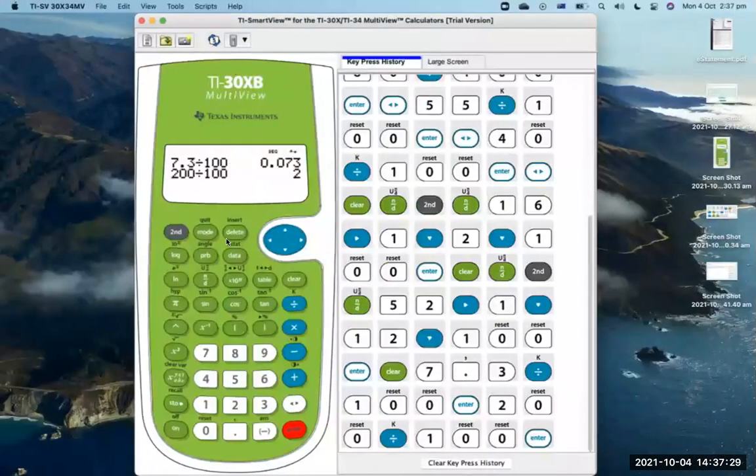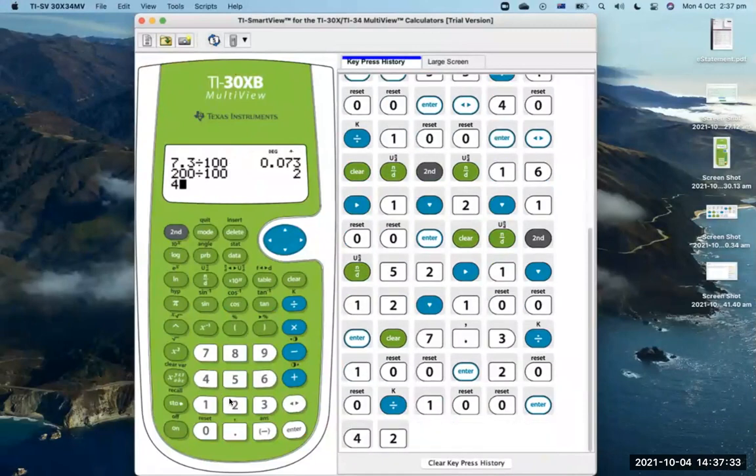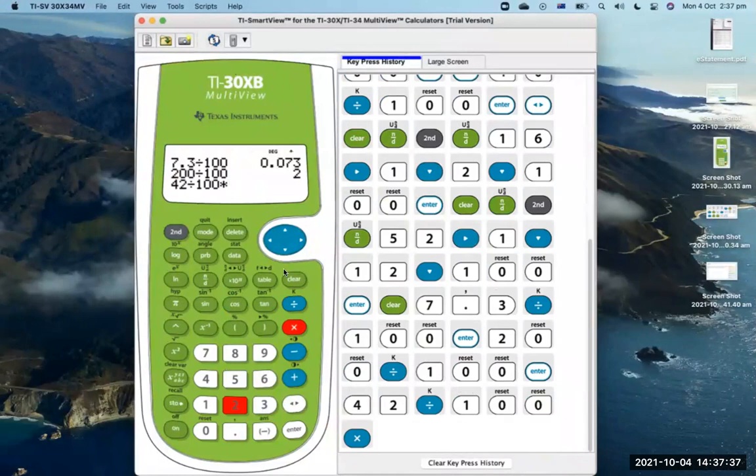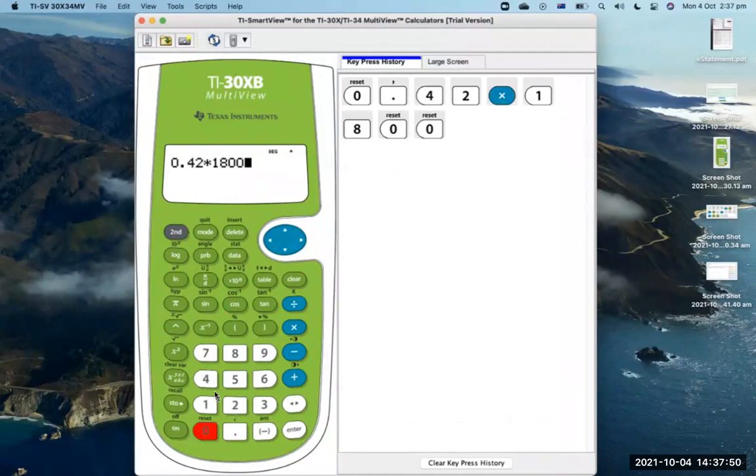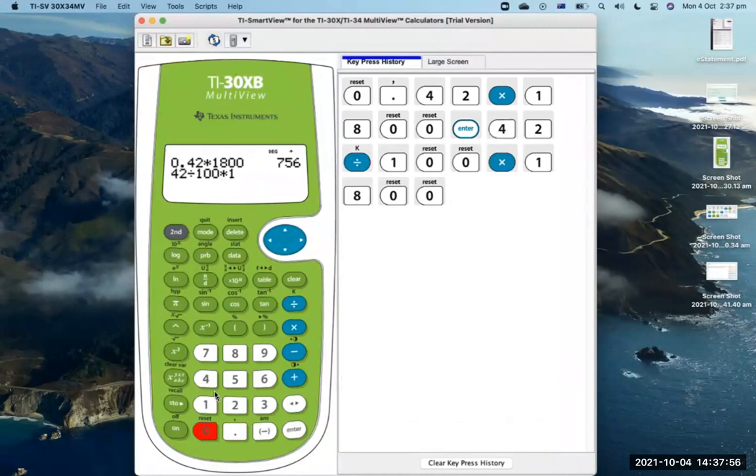So on the calculator, you don't have to always type it as a decimal if you don't want to. I'm just going to clear the whole thing and start fresh. So we can write 0.42 times 1,800. That's one way. You can write 42 divided by 100 times 1,800. It'll still give you the same answer.